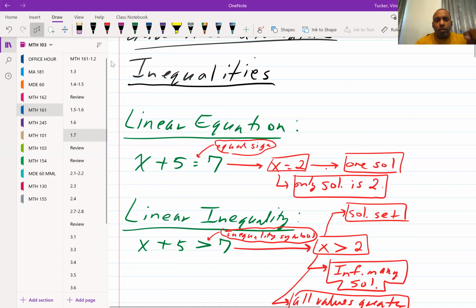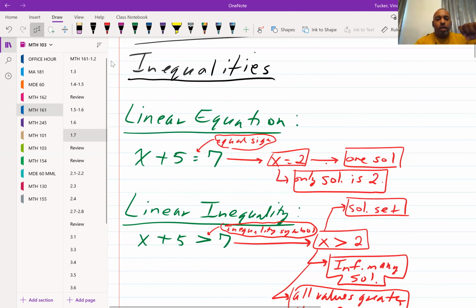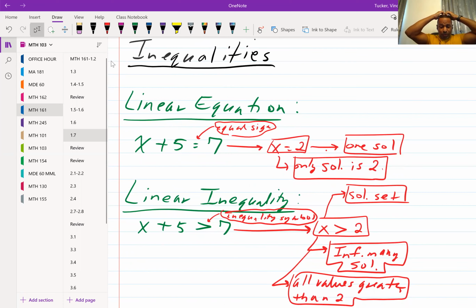So looking at the difference, and of course, if I scroll it too fast, let me know. But let's talk about the difference between an equation and inequality. First thing is that one has an equal sign, the other one has an inequality symbol. When we solve our equations, and let's look at a linear equation, we're only going to get one solution. So in this case, x plus 5 is equal to 7, so our solution would be 2. We get one solution, and our only solution is that 2. You want to know when is x plus 5 equal to 7? That's when x is equal to 2.